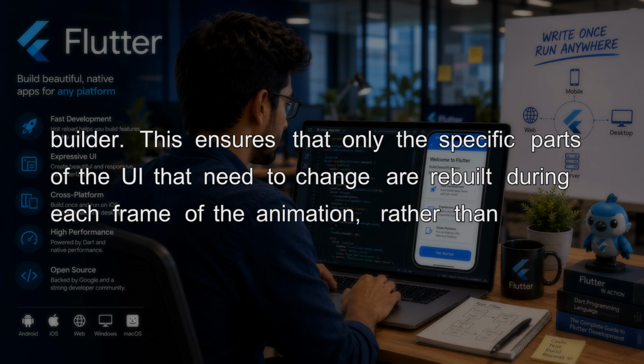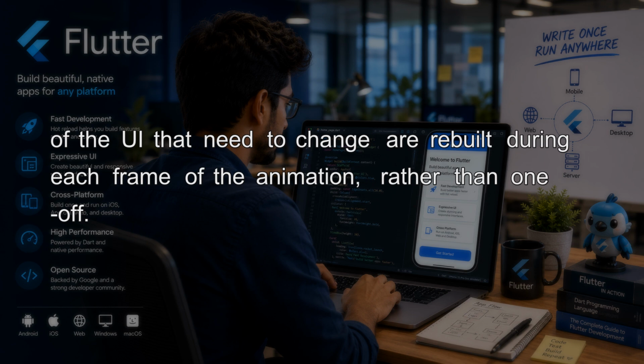If the animation is a simple one-off, I might use implicit animations like animated opacity or animated positioned, because they are much faster to implement. You just change a value and call setState. And Flutter handles the interpolation. But for a coordinated sequence, the explicit controller gives me the precision I need.